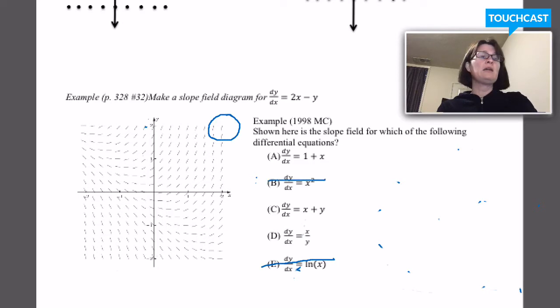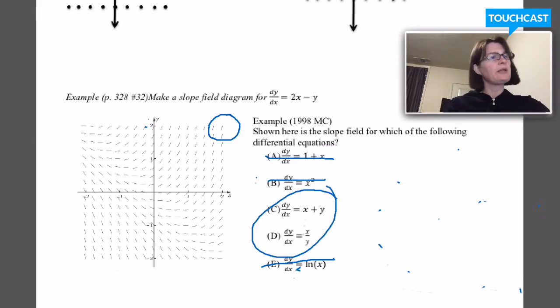I think the differential equation that this diagram comes from must depend on both x and y. Otherwise, if it depended only on x, then we would have parallel slope segments along vertical lines. If the derivative only depended on y, we'd have parallel line segments across the same horizontal line. So now I'm down to choosing between these two. That's another way to think about this problem.